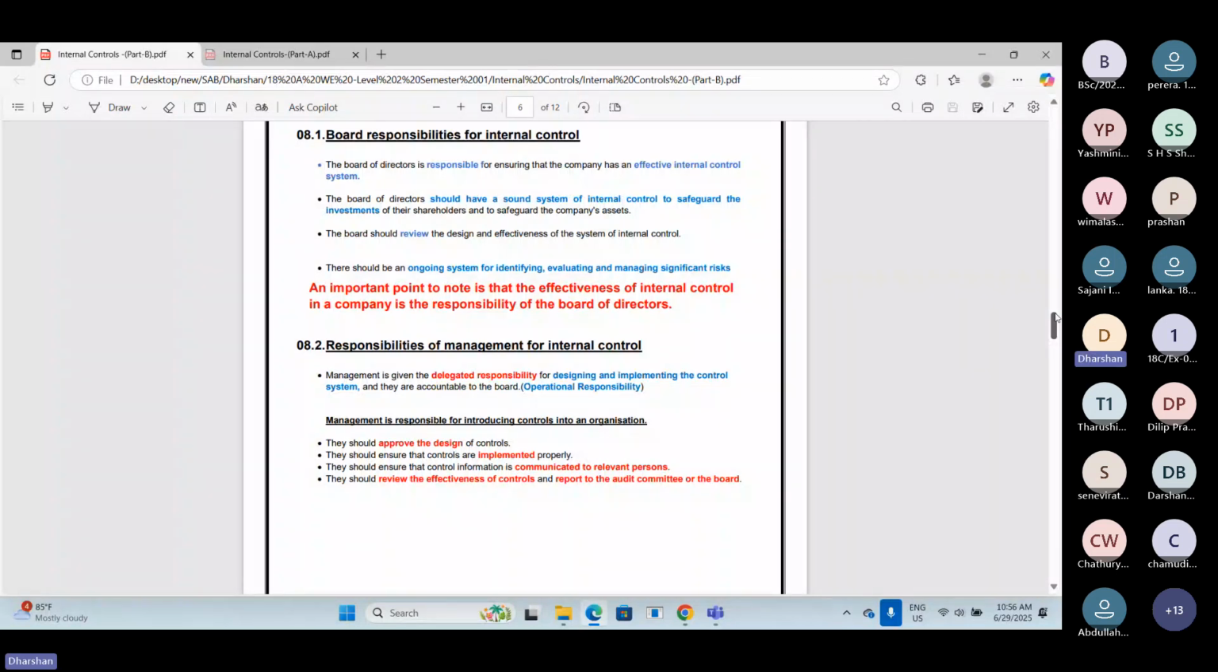So that's why they say management is given delegated responsibility. Clearly understand this word, delegated responsibility. Board of directors has final responsibility. They cannot come and say management did this, the external auditor did this, the internal auditor did this, so I cannot take responsibility. The board of directors' job is that they should implement, they should get the work from management. They are the final responsibility of internal control.